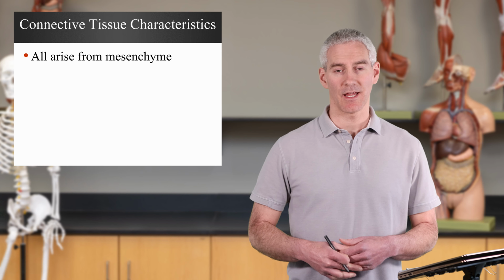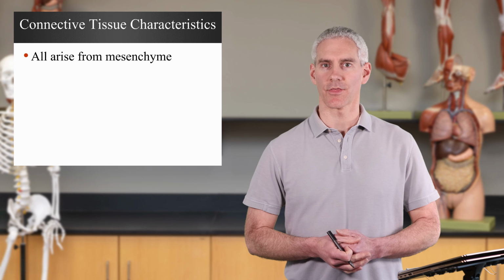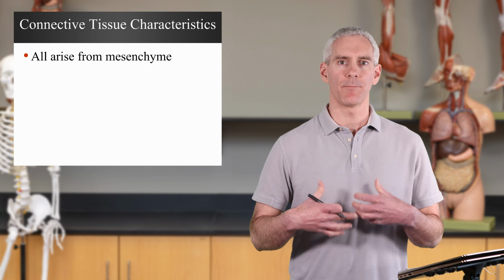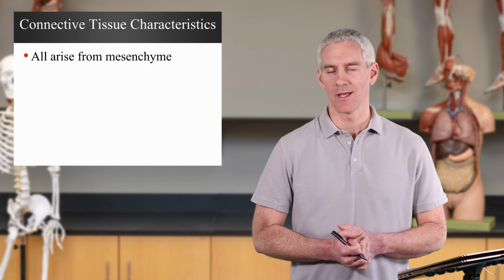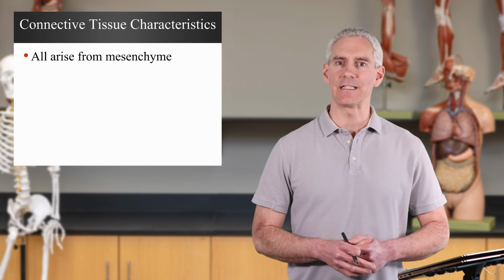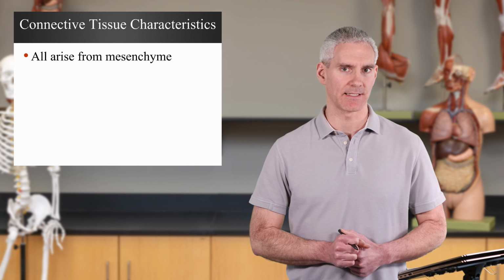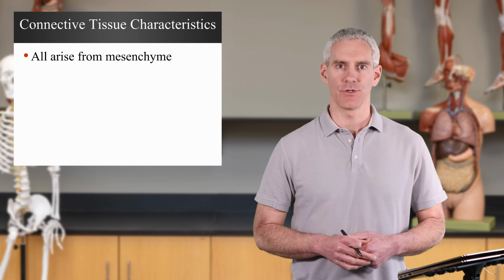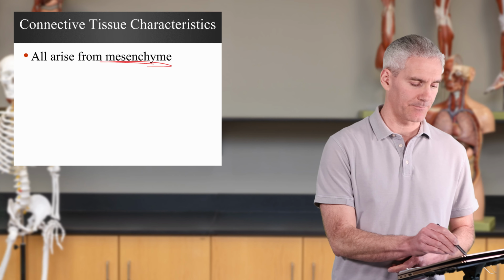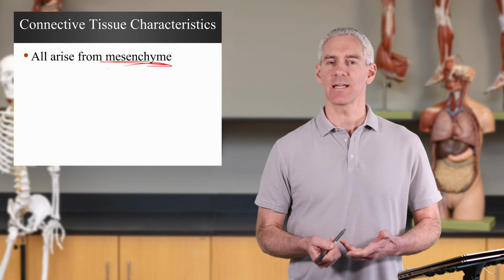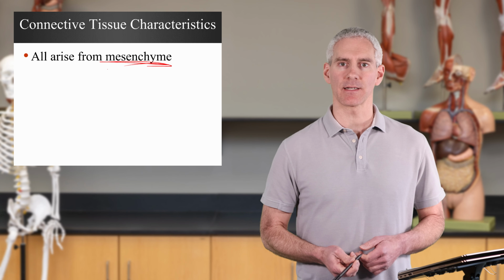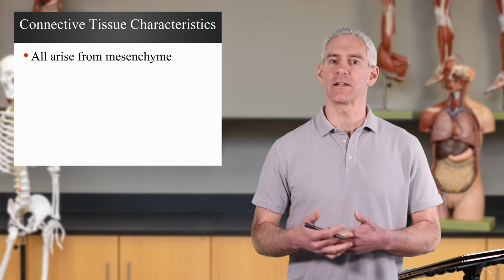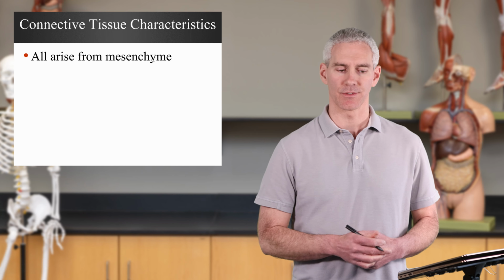Connective tissues is our next category of tissues to look through. What we're going to do is look at the main overview or the main features of the connective tissues, and then in future videos move into the actual individual connective tissues. So we'll start with: all connective tissues arise from mesenchyme. Now, mesenchyme is an embryonic tissue. It's basically the starting tissue for all the different types of connective tissues.